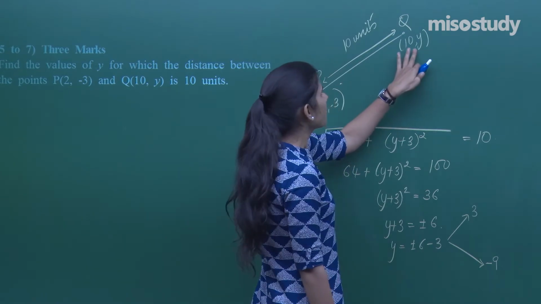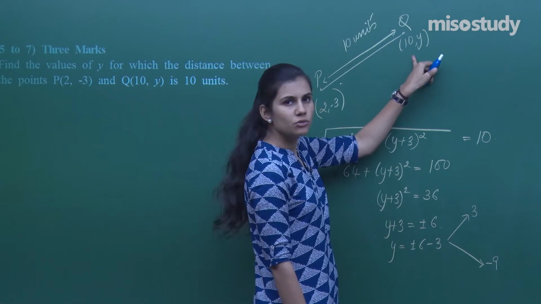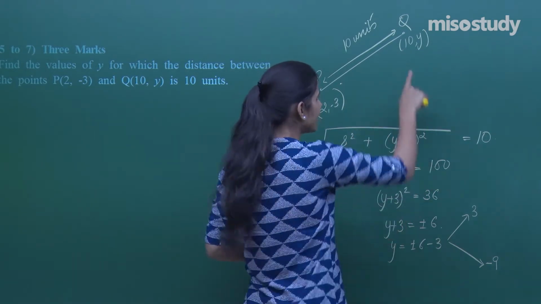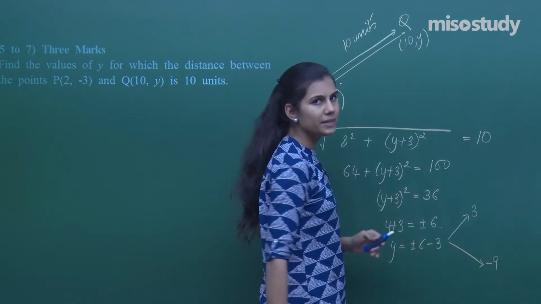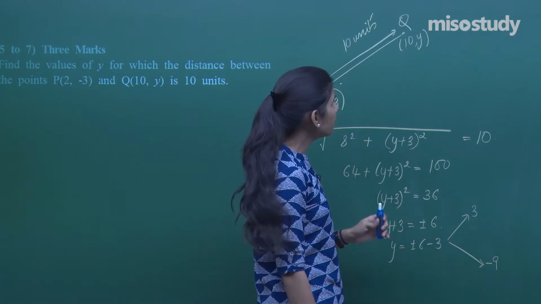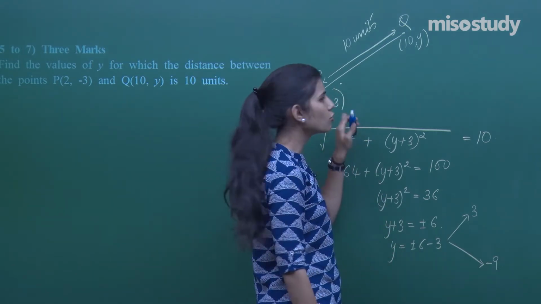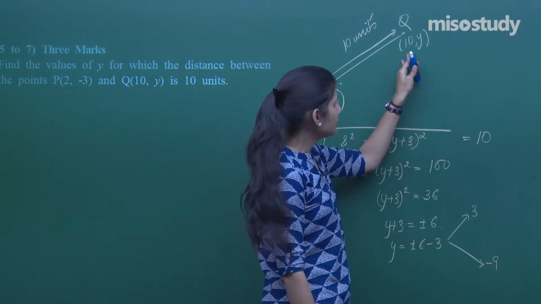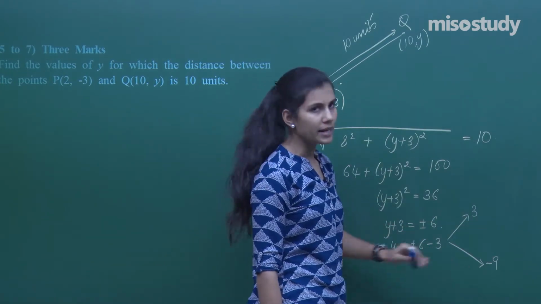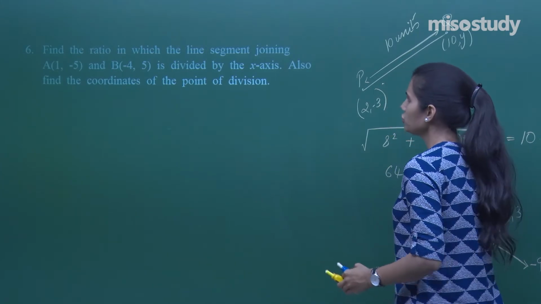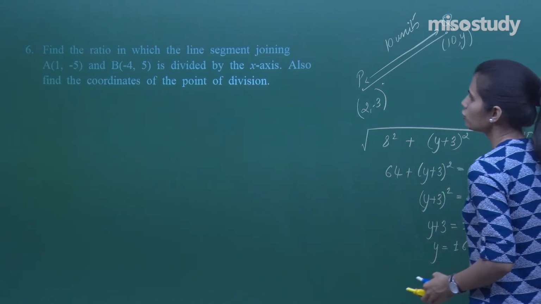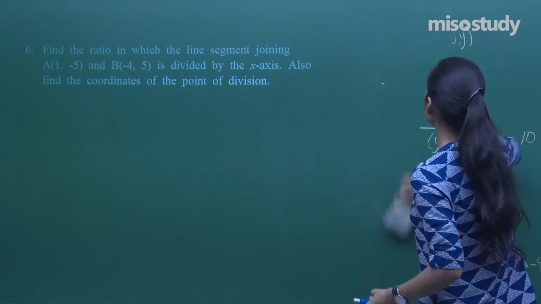So if the distance between P and Q is 10 units, then Q can be (10, 3) or Q can be (10, -9). These are 2 points in the coordinate plane whose distance from (2, -3) is 10 units. One is (10, 3), another is (10, -9). Clear?